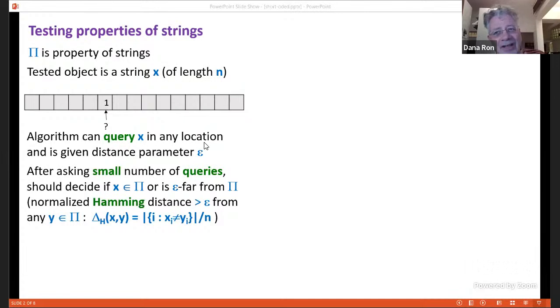So the first model is the standard model of testing properties of strings or functions. The objects here are strings or functions, and a property is just a set of strings. And the algorithm has query access to the string.